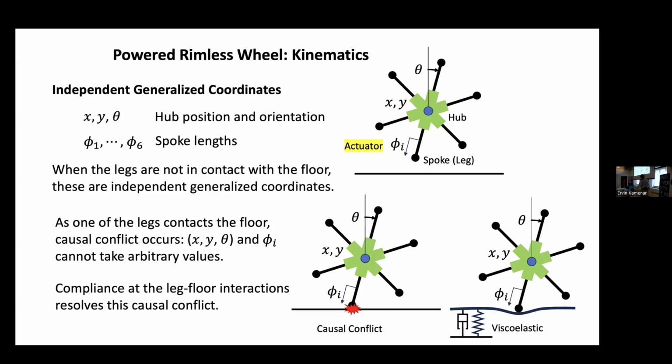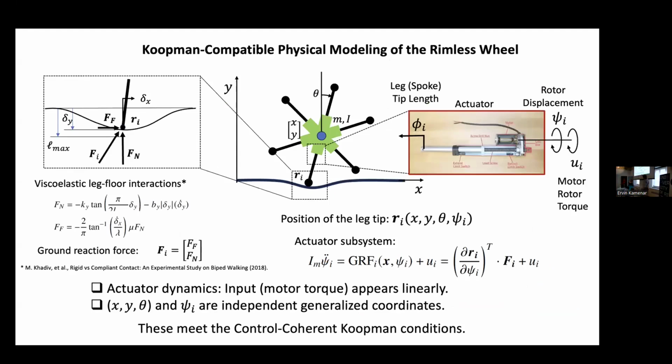To resolve this causal conflict, we use an elastic floor. This has been used in the legged locomotion community quite extensively, having some appropriate compliance to solve the discontinuity problem and at the same time even improve the performance. So we consider this, and for the contact model we can apply any sophisticated one, such as nonlinear models, no problem. About the actuator dynamics, we look at the equation of motion of the actuator.